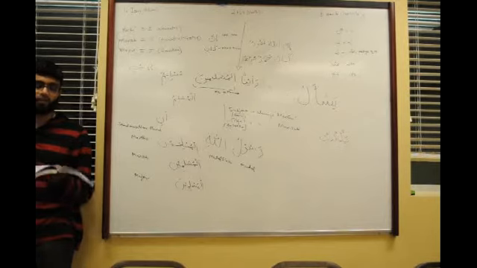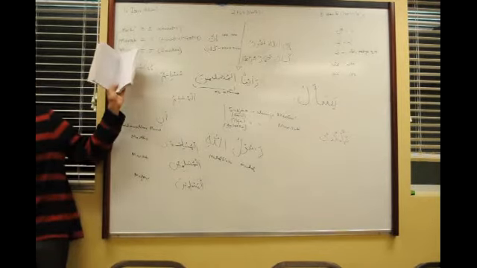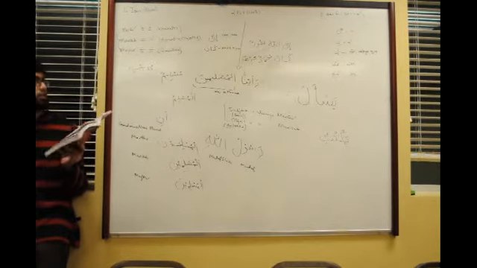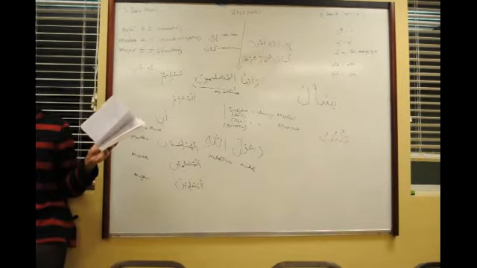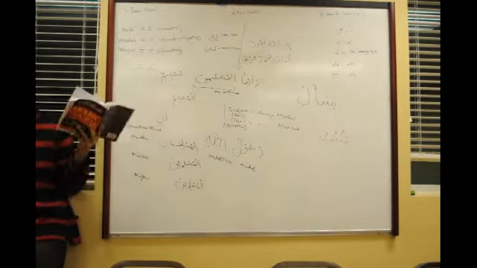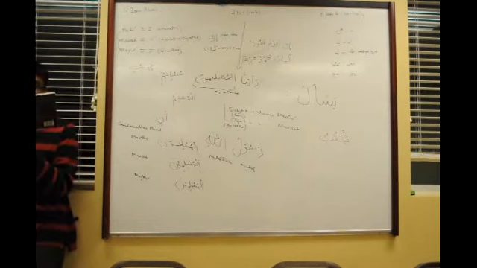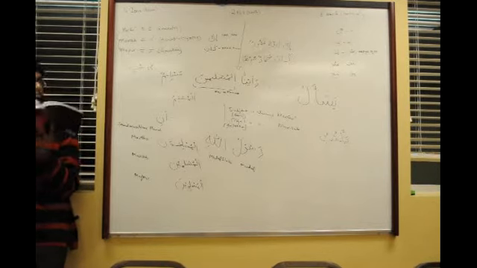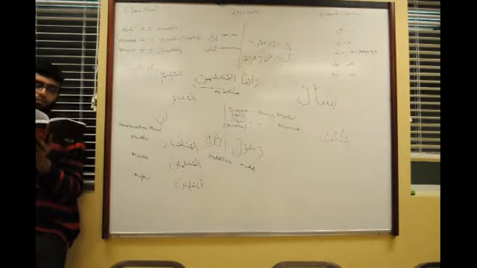But because hafilat is after the fi, it's majroor, right? Because it's a harf jar followed by an ism majroor. Talibat is students, but what case is it? Marfu, mansub, majroor? Mansub. Why is it mansub? Because of inna. So inna makes it mansub.